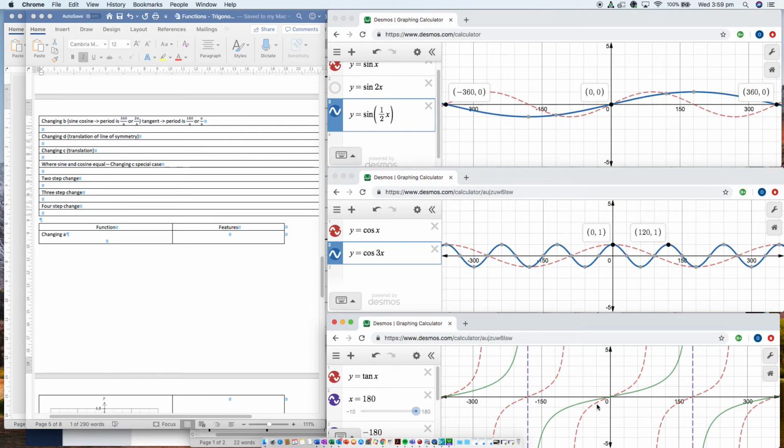Now we remember our key point, what was it before? Was it (45, 1)? So where's that going to go now? You're going to multiply the x value by 2, so it should go to (90, 1). So let's have a look. (90, 1), there we go. So we can see here, and let's put that key point in. (90, 1), I'm going to label that, and let's put in (45, 1) just so we have our key point. Okay, so what I'm going to do now is take a screenshot of this, and I'm going to stop the video there.